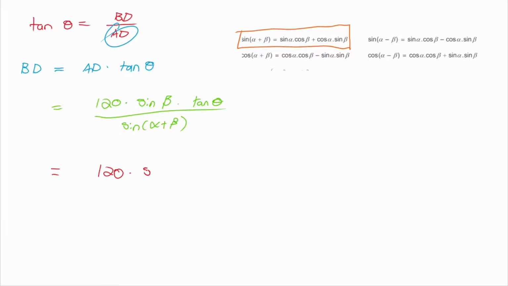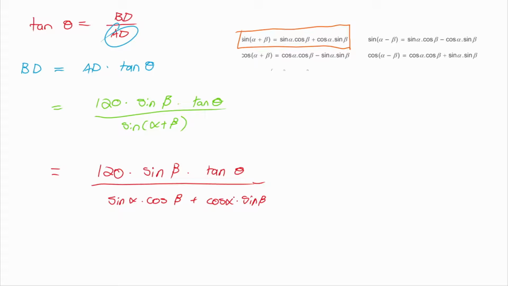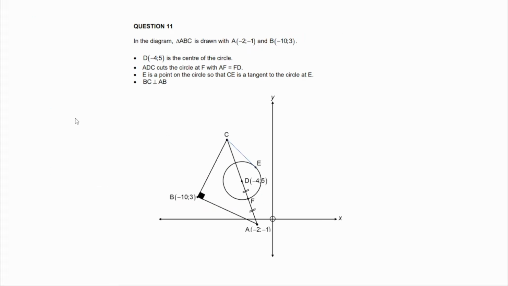So that's 120 sine beta tan theta over, and now this just becomes sine alpha cos beta plus cos alpha times sine beta. Okay, and that is how we would do that question over there. Let's move over to question 11.